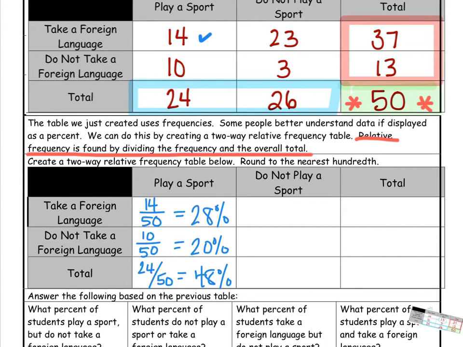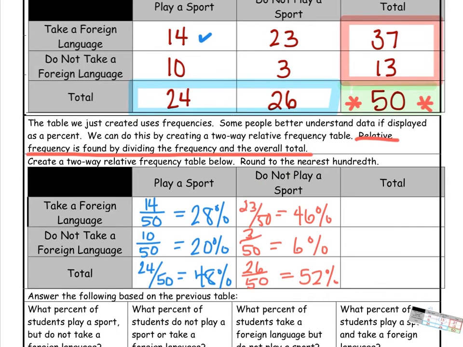So we'll do the same thing for students who do not play a sport. Those who do not play a sport and take a foreign language are 23 out of 50, which is 46%. The joint frequency of students who do not play a sport and do not take a foreign language is 3 out of 50, and that's 6%. So for the total, 26 students out of 50 do not play a sport, and so 52% of the students do not play a sport.